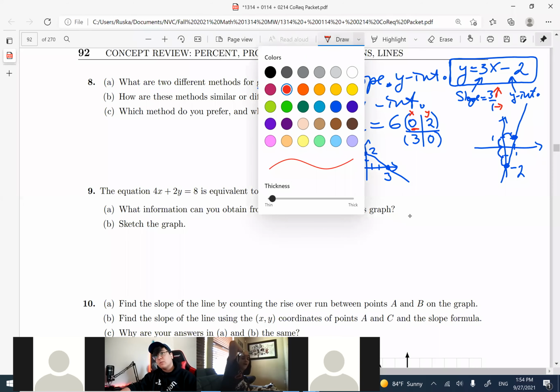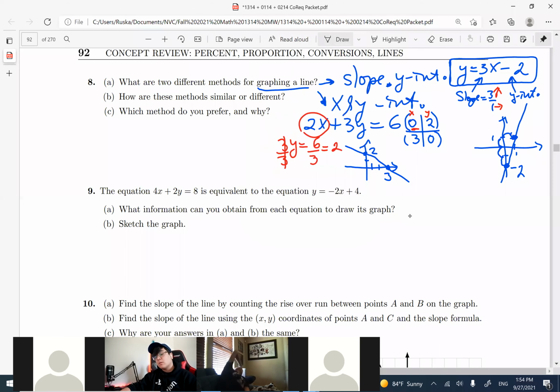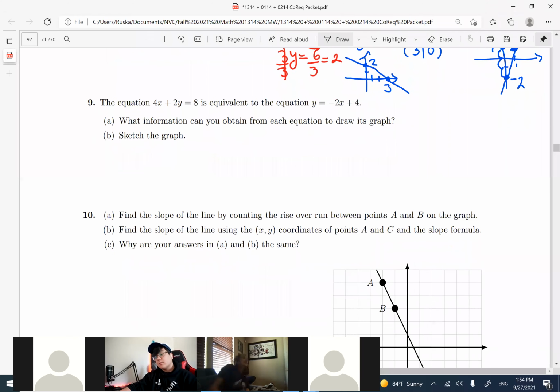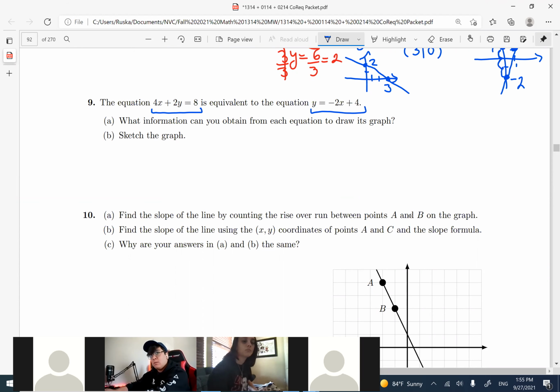Now let's go ahead and do number 9. For number 9, we have equations equivalent to this equation. There are 2 equations. What information can you get from each equation to draw the graph? How are they different? This equation and this equation are equivalent, but what is the difference between those? This is just exactly what we just talked about.